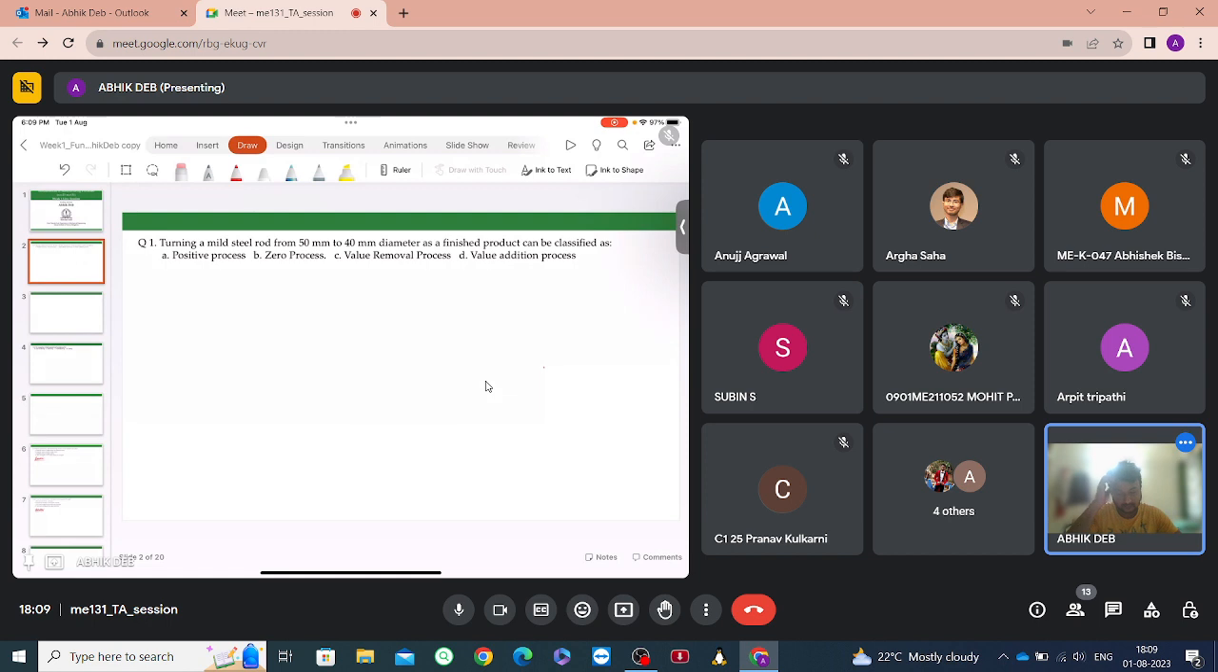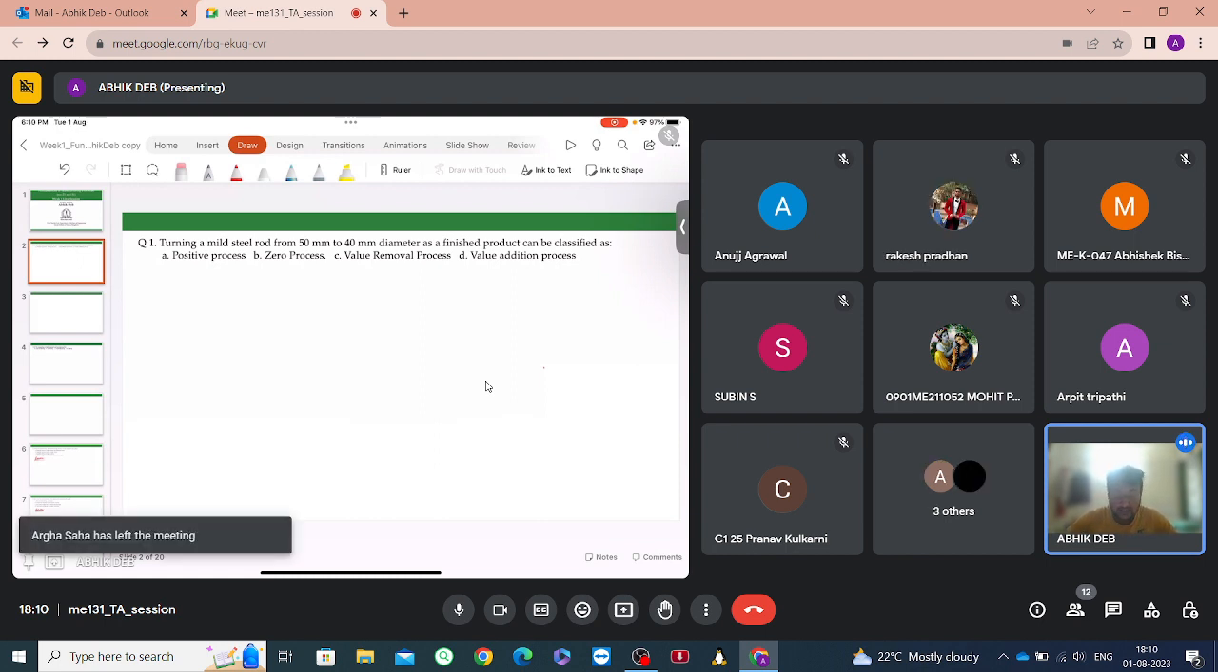Okay, so the first problem that we'll be discussing is related to the classification of the manufacturing process. A mild steel rod from 50 millimeters to 40 millimeter diameter as a finished product can be classified as what? As a positive process, as a zero process, as a value removal process, or a value addition process. So before we go into what kind of process it is, let us first discuss what are these positive, zero, and value removal process and value addition process.